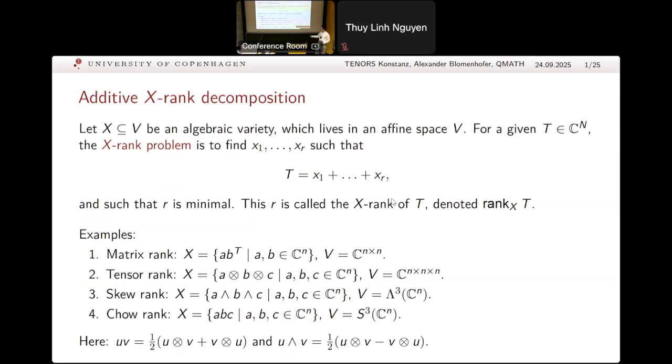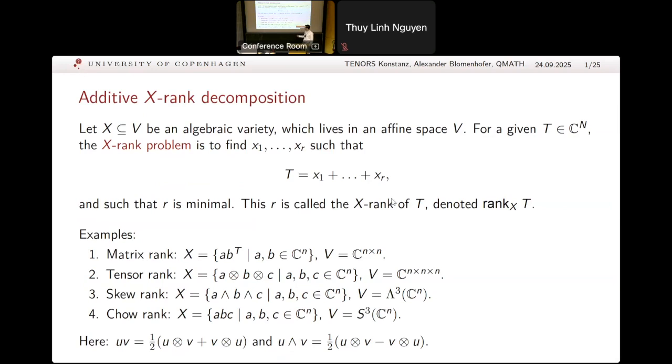Tensor rank, we also discussed this, is where you write a tensor as a sum of product tensors. And there's tensor rank, there's symmetric tensor rank, there's all kinds of different things that you can do. And depending on which setup you have, for matrices, the space V is just the space of all matrices, and the variety X are the rank 1 matrices. Similarly for tensors, the V is C^n tensor C^n tensor C^n, and the variety X are the rank 1 tensors. But there's also a few more exotic examples.